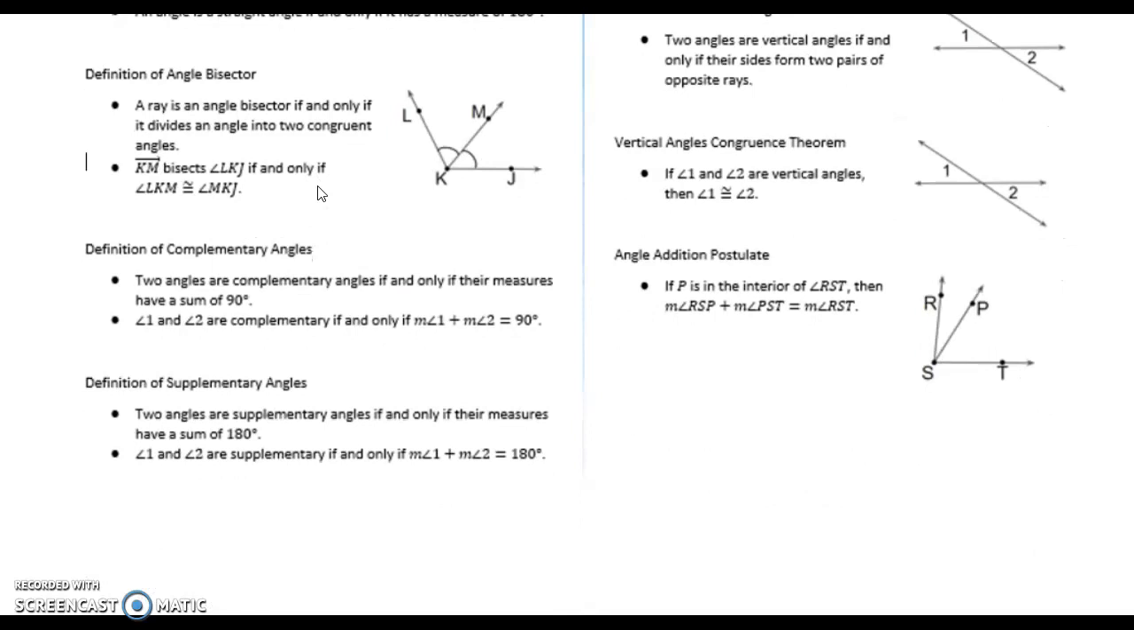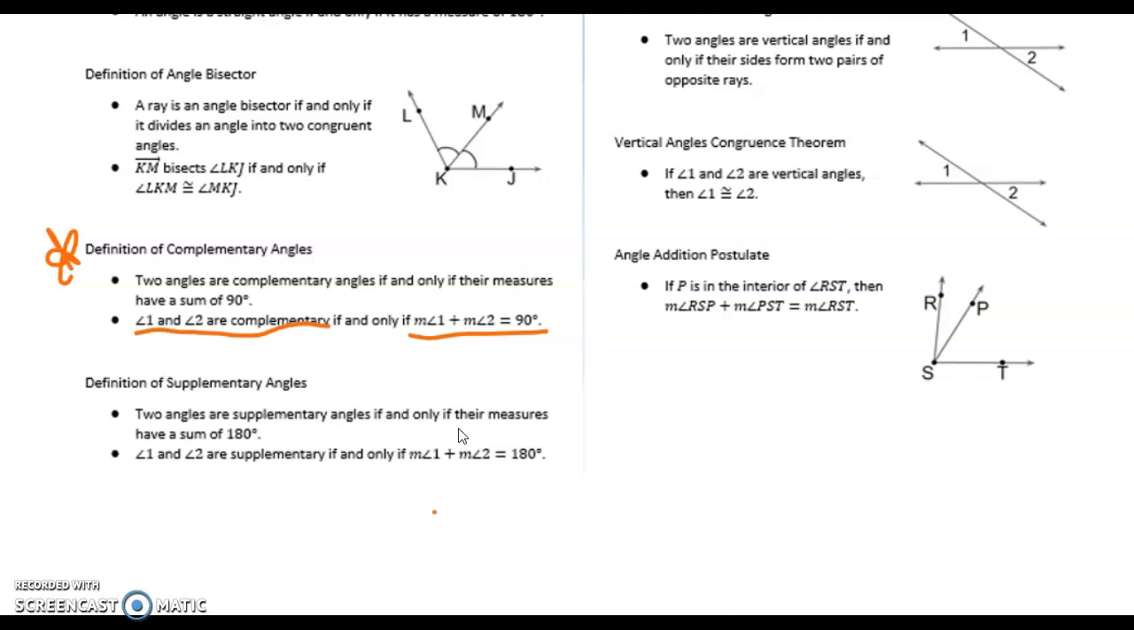So first of all is the definition of complementary angles. So that's right here. To use the definition of complementary angles, you need to know that two angles are complementary. So they'll state, for example, angle 1 and angle 2 are complementary. If they are, then you can make this statement: measure of angle 1 plus measure of angle 2 equals 90 degrees. It also works backwards. If you know the measure of angle 1 plus the measure of angle 2 equals 90, then you can say angle 1 and angle 2 are complementary.